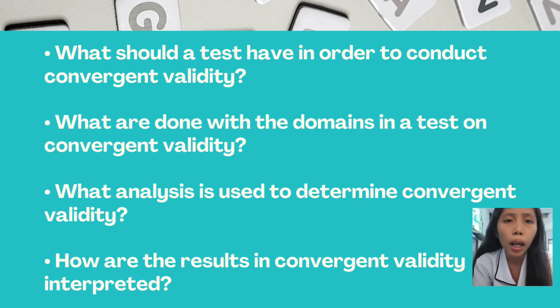So dito dapat meron magkakaugnay o may theoretical na connection yung subdomains or yung constructs. And what is done with the domains in a test on convergent validity? So dito po pinaghihiwalay yung scores ng bawat domain at ini-intercorrelate or pinaghahambing yung kaugnayan ng bawat isa sa isa't isa to each other. And what analysis is used to determine convergent validity? So dito din is ginagamit pa rin po ang Pearson R, which is yung inter-item or inter-domain correlation analysis.